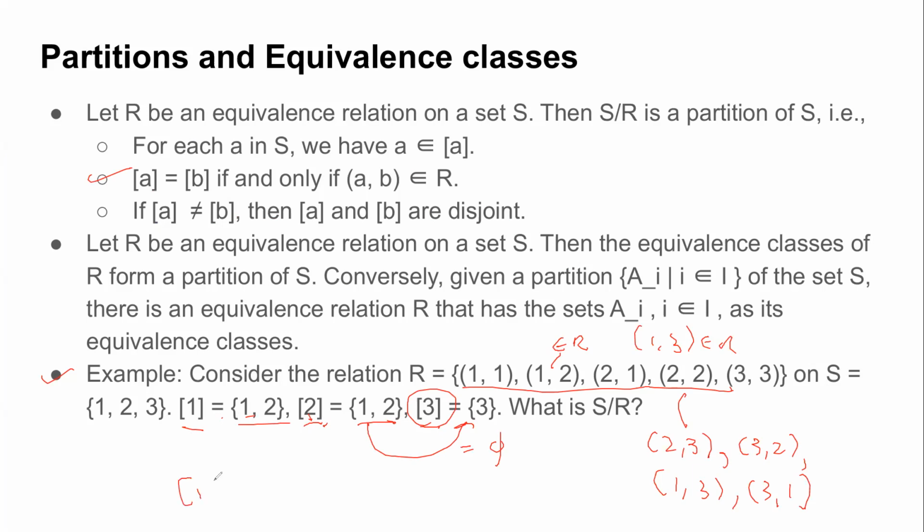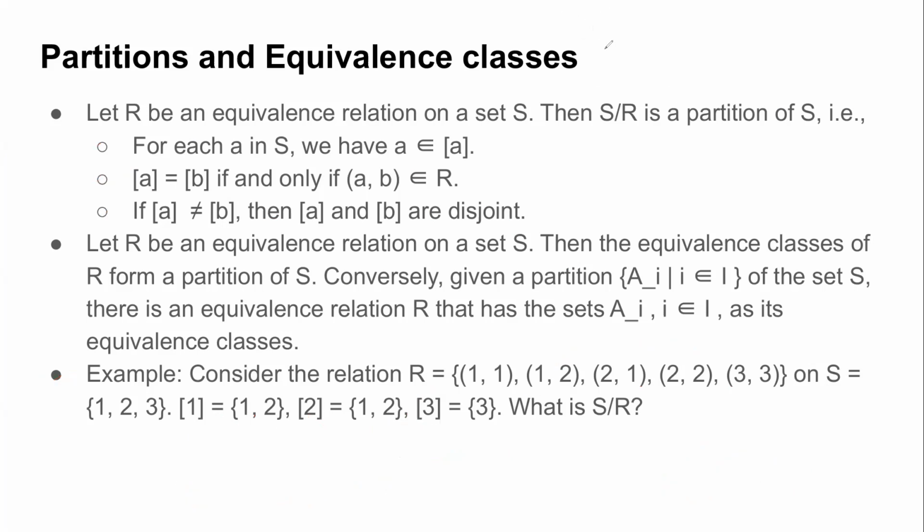What were the resultant equivalence classes? Remember, they were all equal. Okay, why is it so? Because of this feature that either the equivalence classes are going to be disjoint or they're going to be equal. So this is how it follows from there.